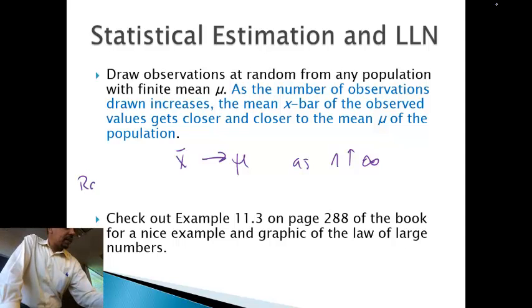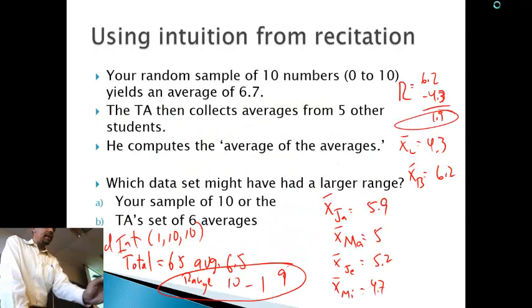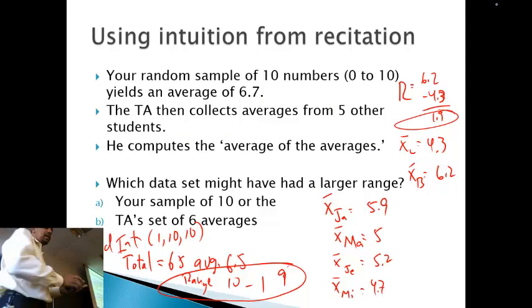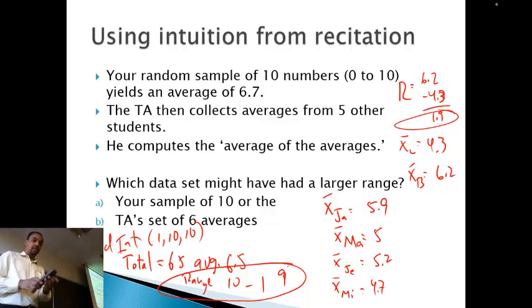And in our random data example, X bar for Baker was 6.7. But if I go back in time, the mean here for you guys is pretty darn close to 5. Let's see here. 5.9 plus 5 plus 5.2 plus 4.7 plus 4.3 plus 6.2 divided by 6, 5.22.